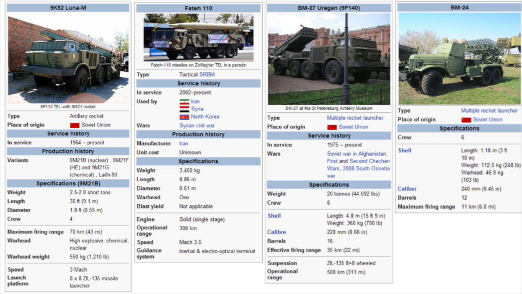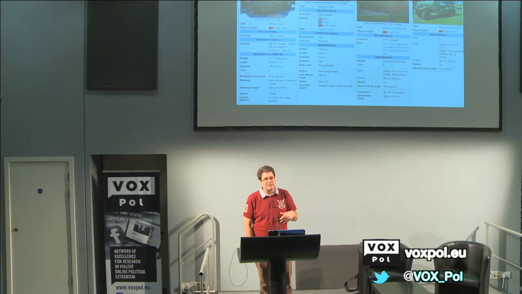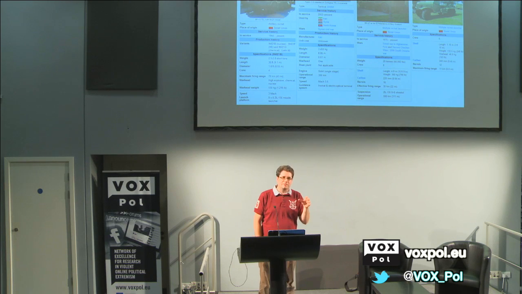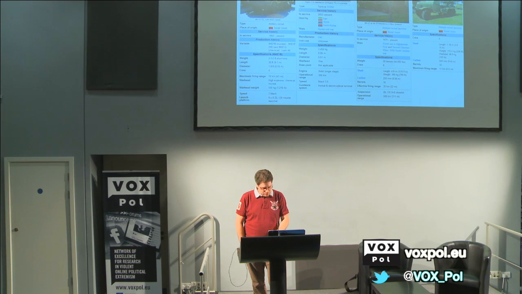We've got the Fata 110, which is 61 centimeters. Again, too huge. The BM27, this is 220 millimeters, 22 centimeters. That's too small. We're doing a kind of Cinderella thing here. We're trying to find the slipper that fits this guy. So these all seemed wrong.